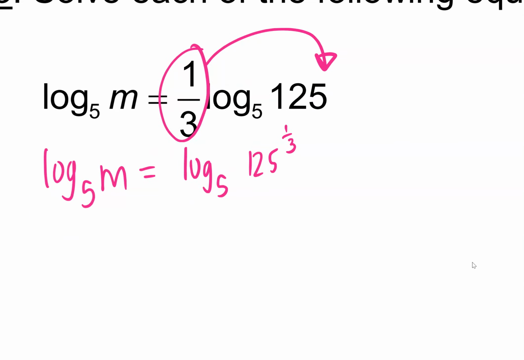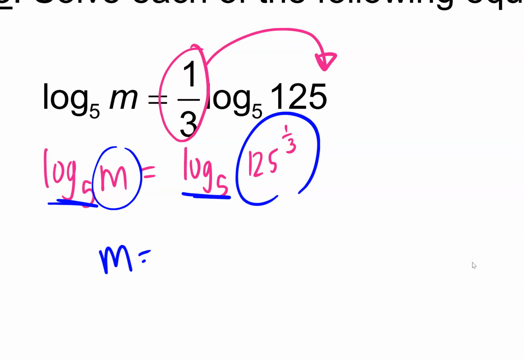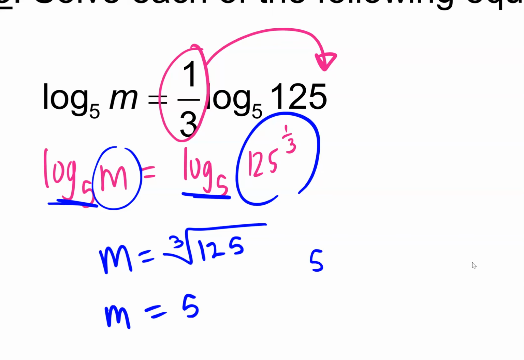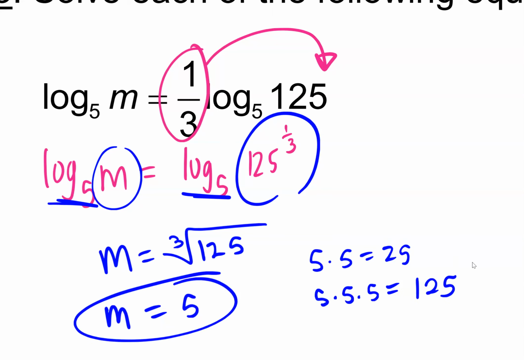Since I have the same base on both sides, I can set the insides equal to each other. m is going to be the cube root of 125. Remember from chapter 6, to the 1/3 power is the same thing as saying cube root. So m is going to be equal to 5, because 5 times 5 is 25, and if I take 5 to the 3rd power, I get 125. So m is equal to 5.